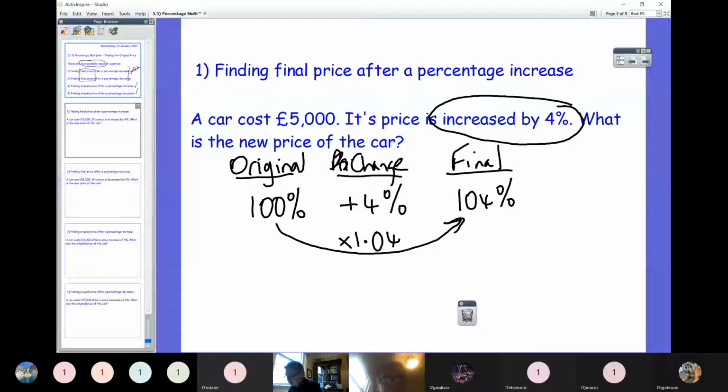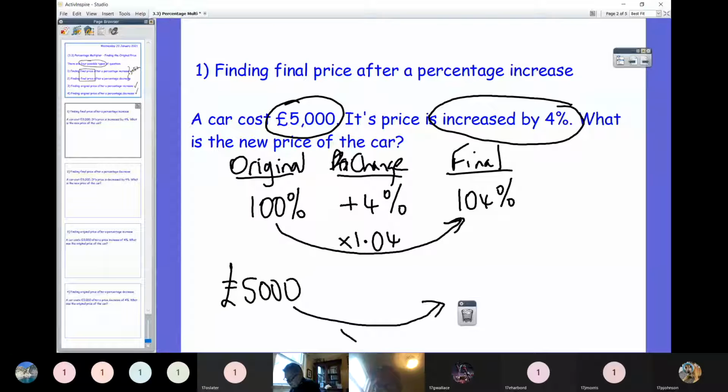Now, all the ones you've done up to date, you have been given the original price. A car cost £5,000. That was its original price. So that £5,000 goes in the original column. Because we're going from left to right, we multiply by 1.04. So we take our £5,000 and multiply by 1.04, and that gives us 5,200. So in that example, we had the original price and it was a price increase. Example 2.